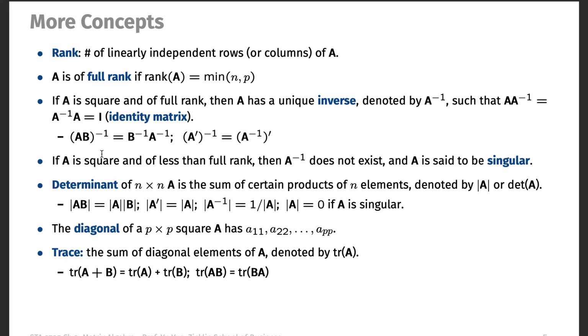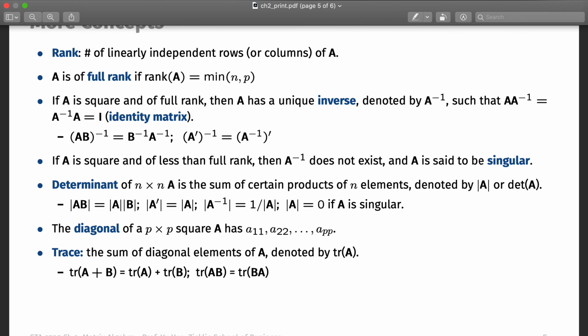Okay. So if we have a matrix A that is square and full rank, then A is said to be non-singular, and A has a unique inverse. What does it mean to have an inverse? We denote it by A to the power of negative 1. And the point of an inverse is that you can multiply it on either side of A, and you get the identity matrix. And what is the identity matrix?